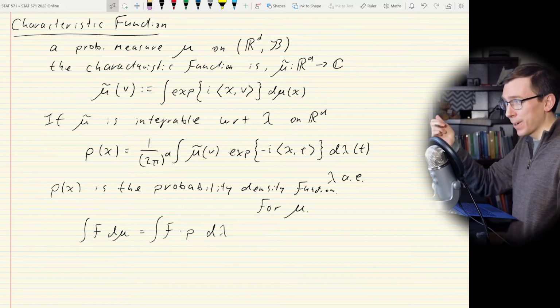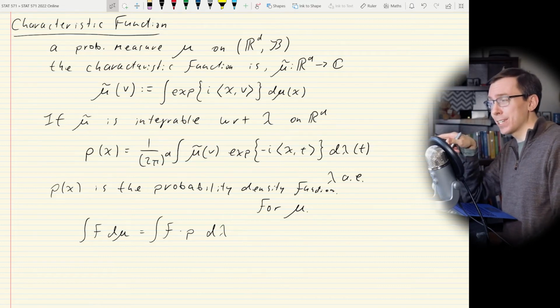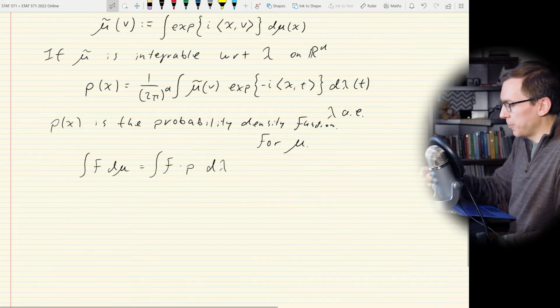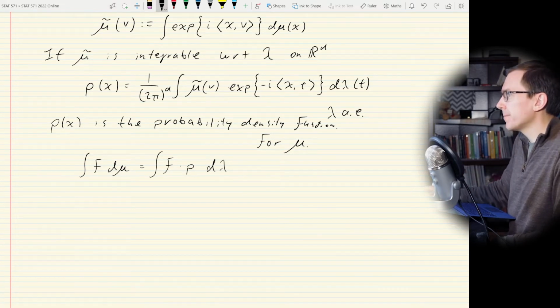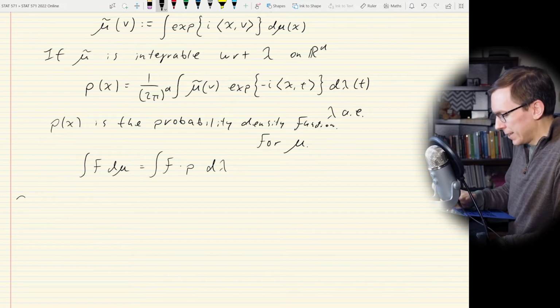Now, why is that important? Well, it's important because we're going to use the convergence of the characteristic functions to show convergence of the measures, weak convergence of measures. But we need another definition, so now we're going to talk about the convolution.